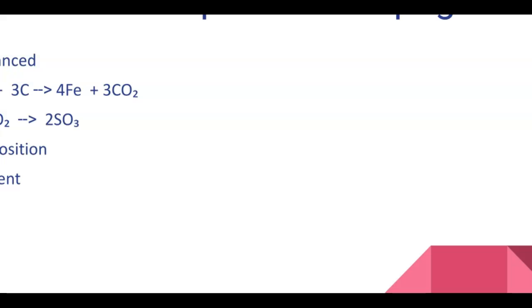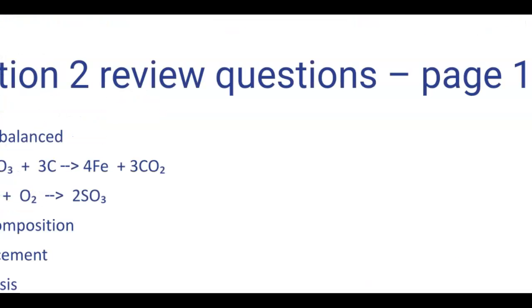Okay, now I want you to notice that B is a replacement equation, because the carbon and the iron switch places. C, you have sulfur dioxide and oxygen combining together to create sulfur trioxide. All right, and that first one was the decomposition.